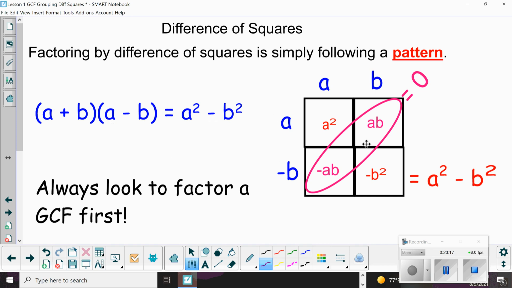And how does that work? Well, here I made a multiplication table. Notice that a times a is a squared. A times b is ab. Negative b times a is negative ab. Negative b times b is negative b squared. The negative ab plus the ab makes a 0 pair, leaving a squared minus b squared. So it's just a factor. It's just a pattern. Okay? And of course, you always have to look for greatest common factor first. So let's get started.